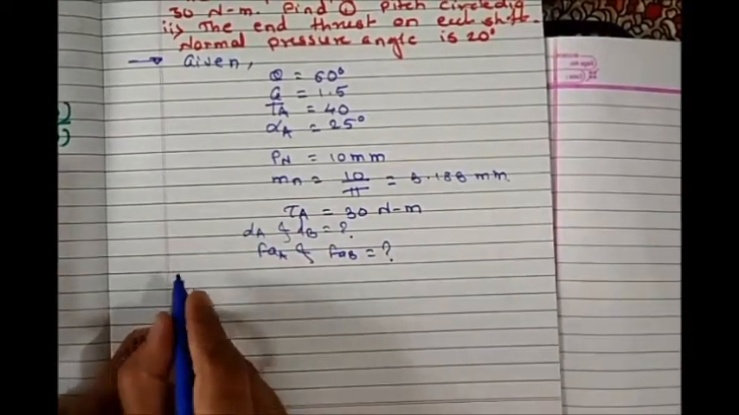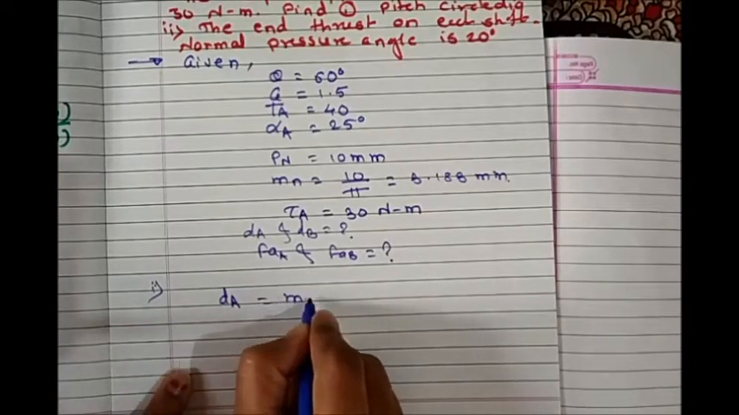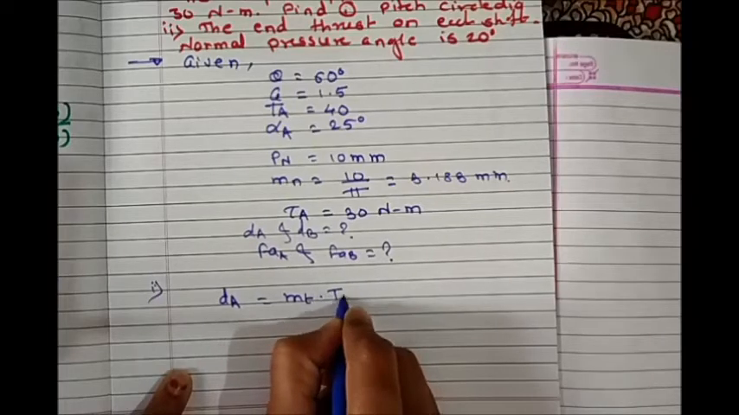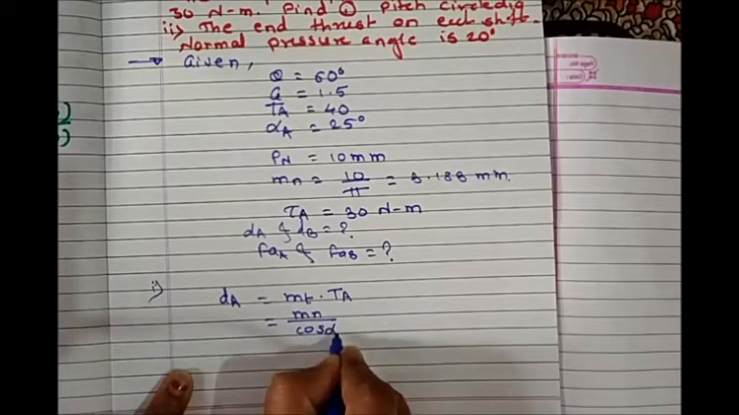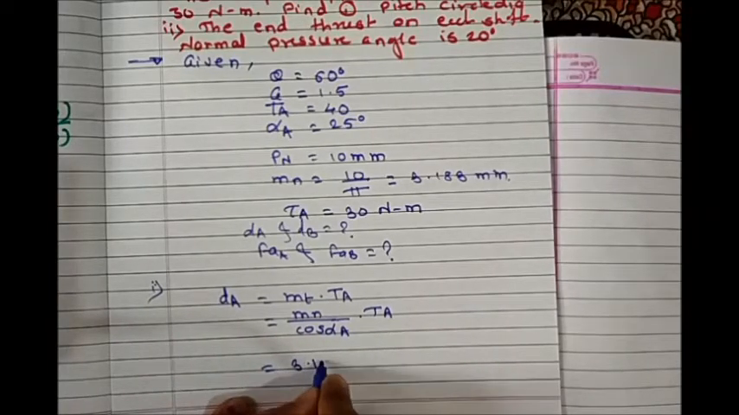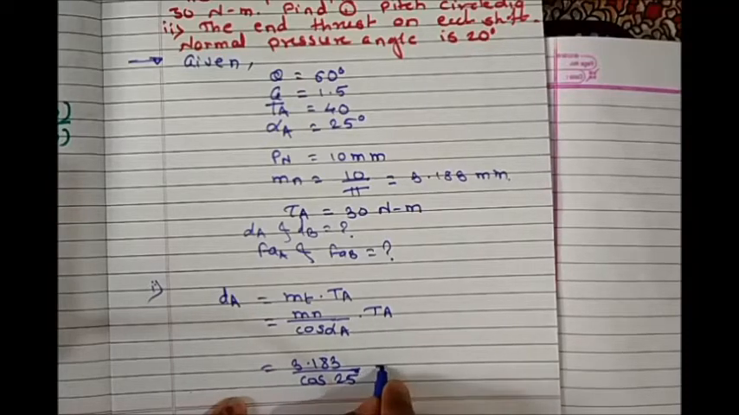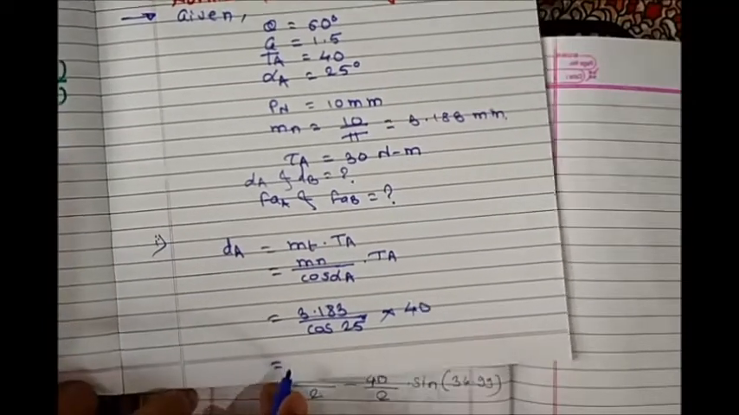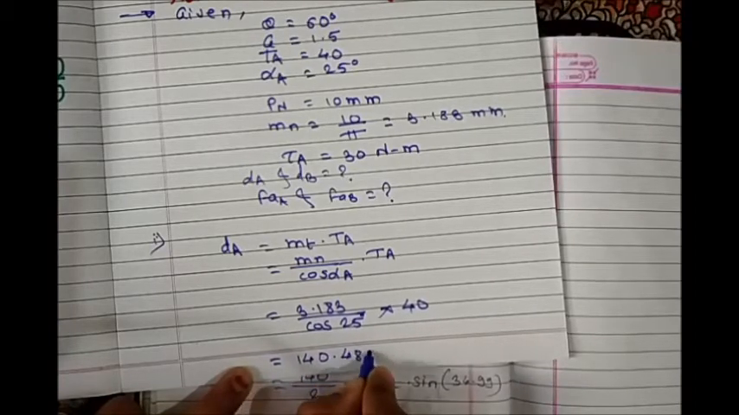Let's first calculate the pitch circle diameters of A and B. For gear A, dA is equal to mt into TA, where mt is mn upon cos of alpha A. TA is given and mn is known, so 3.183 divided by cos of 25, into TA, which is 40. So we get dA equal to 140.48 mm.